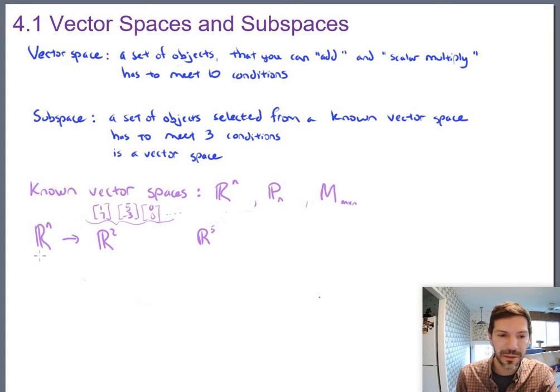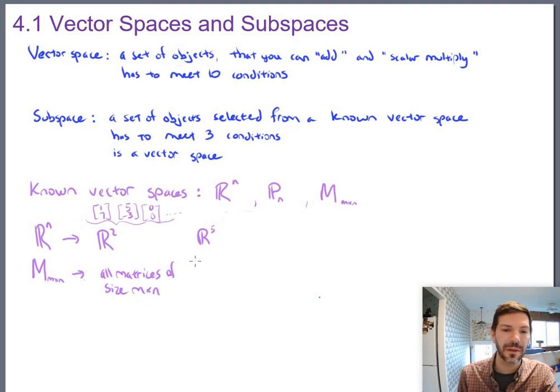I'll jump to the M. M by N. That would just be the set of all matrices of size m by n. So all 2 by 2 matrices, or all 6 by 8 matrices. All those can be added. You can multiply them by a scalar, multiply them by 2, and those fit all the other 10 conditions, which we're not going to check here. We're just going to say that's a known vector space.